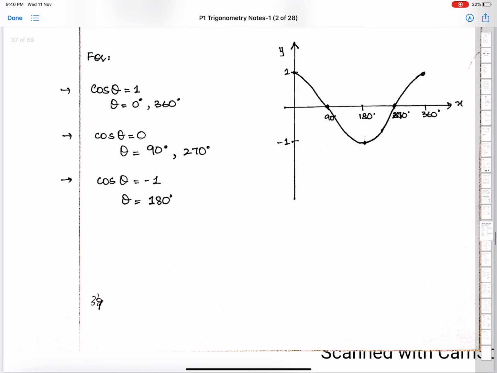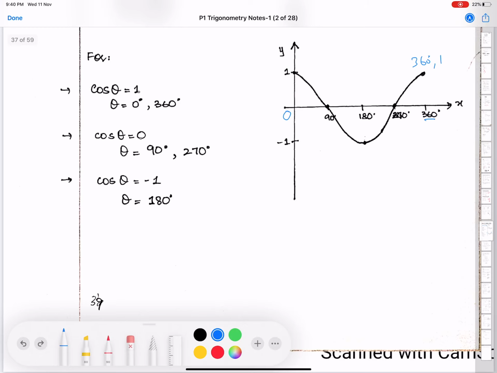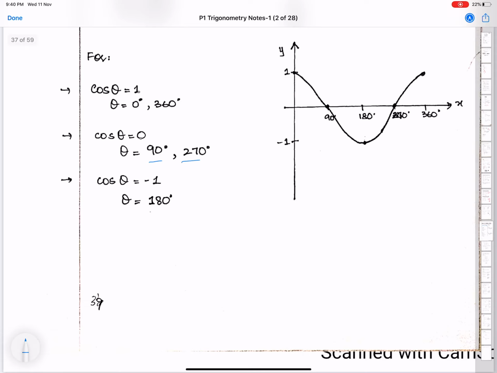Same is for cos. We use a sketch for these three values of cos: 1, 0 and -1. When cos is 1, then the angle is 0 degree and 360 degree. This is 360 degree comma 1. This is 0 comma 1. This is the way we can find the values of cos -1, 1 and 0. So these are the values for cos 0, and this is the value for cos -1. Cos theta is -1 at 180 degrees.